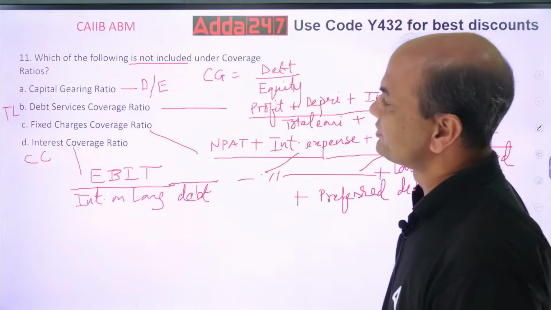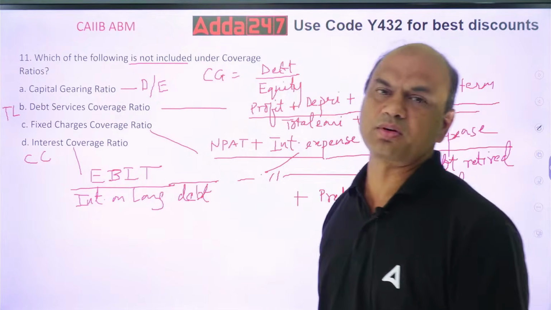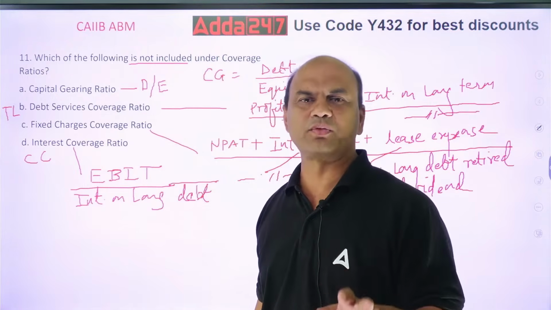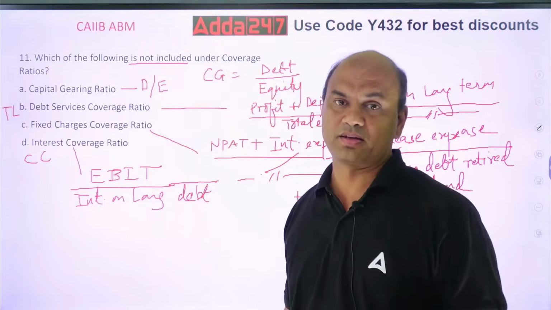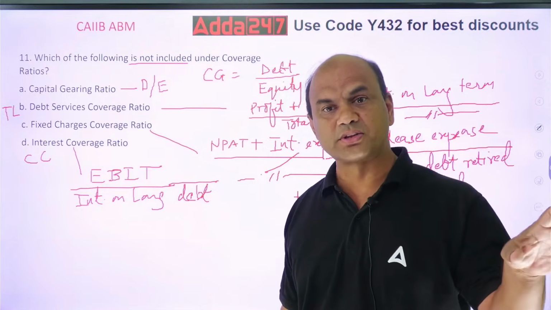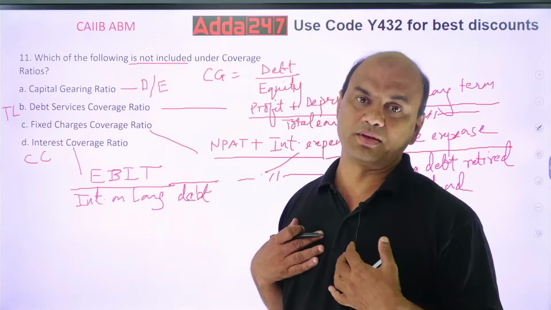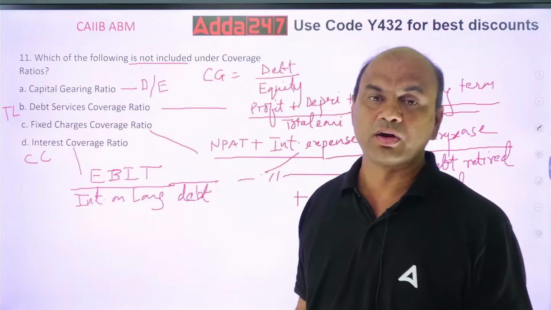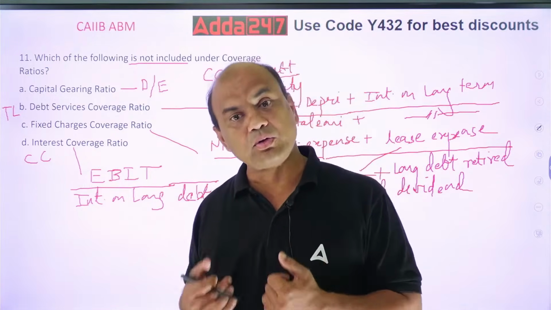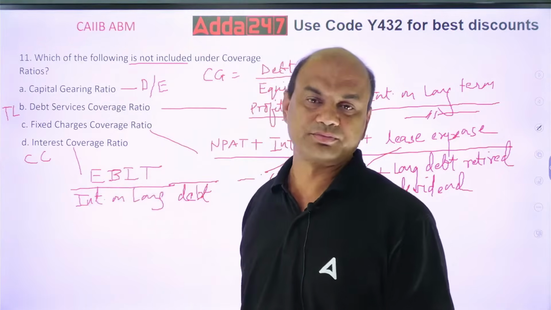One by one. Capital gearing ratio. So capital gearing ratio means what? This you can call it as debt equity ratio. What is my loans from outside upon what is my loans from inside, my own money. How much loan have I taken from the bank and how much money I am having on my own. So that ratio is known as capital gearing ratio.